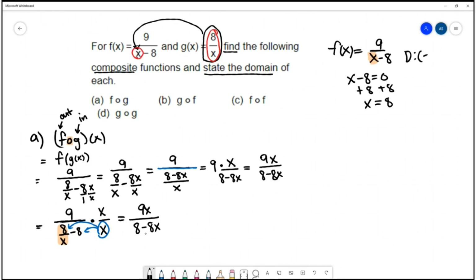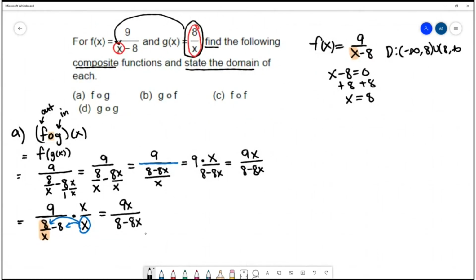The domain is all real numbers except for 8, so we can write that in interval notation. Or if we want to write it in set builder notation, we can say x such that x is not 8. So we're excluding 8 from the domain, but including all other real numbers.